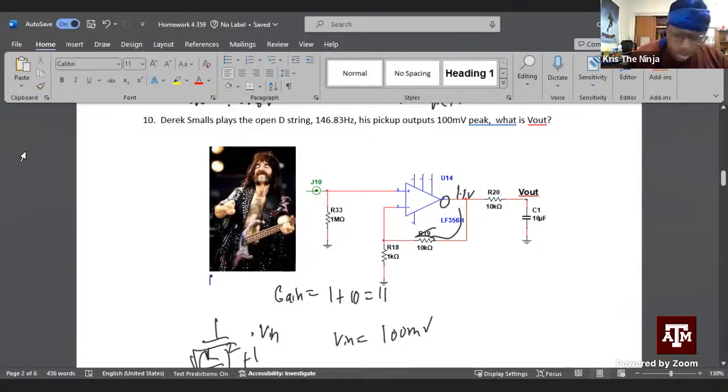Next question. What is the input impedance seen by Derek's pickup? The input impedance is going to be 1 mega ohm.